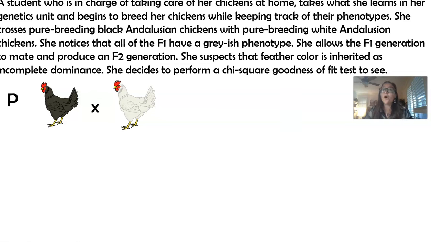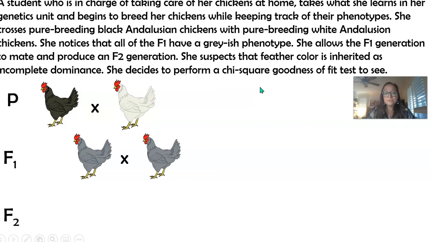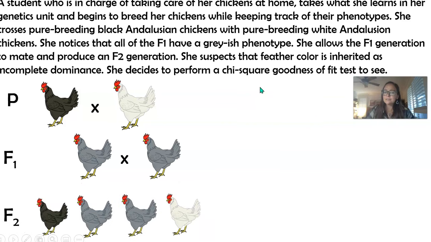She notices that all of the F1 have this grayish phenotype. She allows the F1 generation to mate and produce an F2 generation. Looking at that F2, she suspects that feather color is inherited as an incompletely dominant trait. And she decides to perform a chi-squared goodness of fit test to see, does her data match incomplete dominance?